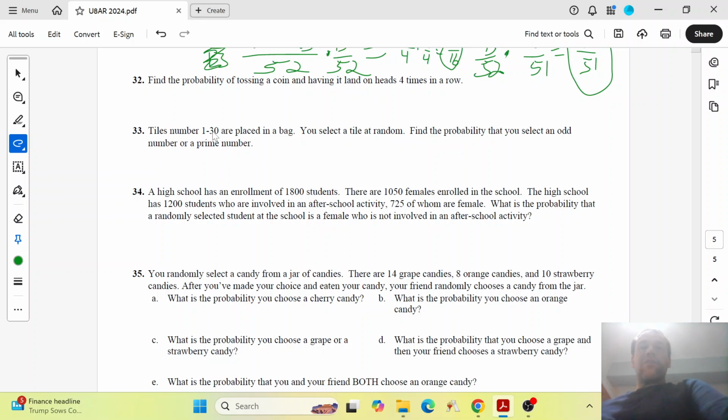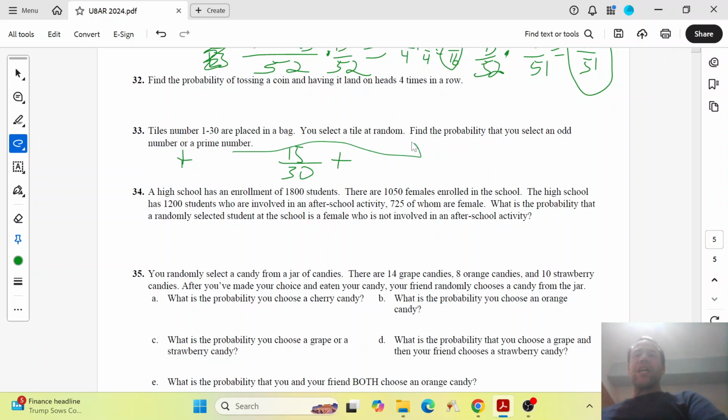Okay, then tiles numbered 1 through 30 are placed in a bag. You select a tile at random. Find the probability to select an odd number or a prime number. Or means to add those probabilities. So selecting an odd number would be 1, 3, 5, 7, 9, 11, 13, 15, 17, 19, then 21, 23, 25, 27, 29. So that's 15. So the probability of selecting an odd number is 15 out of 30 total tiles in the bag, plus selecting a prime number. How many prime numbers are there? A prime number is only divisible by itself and 1.